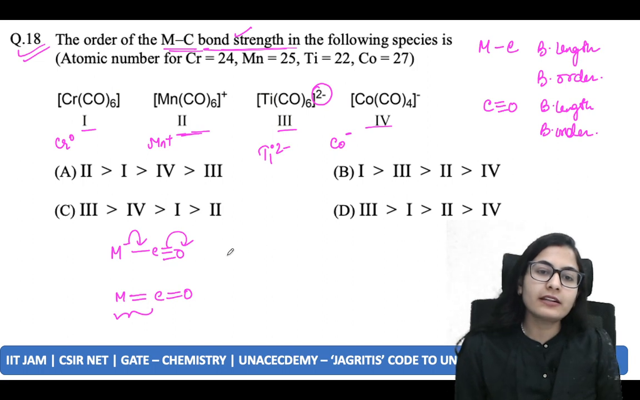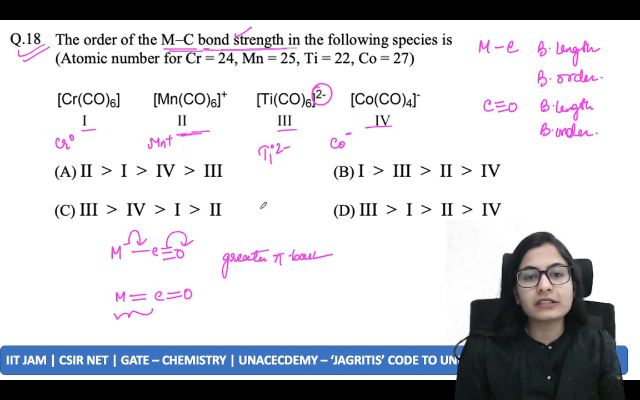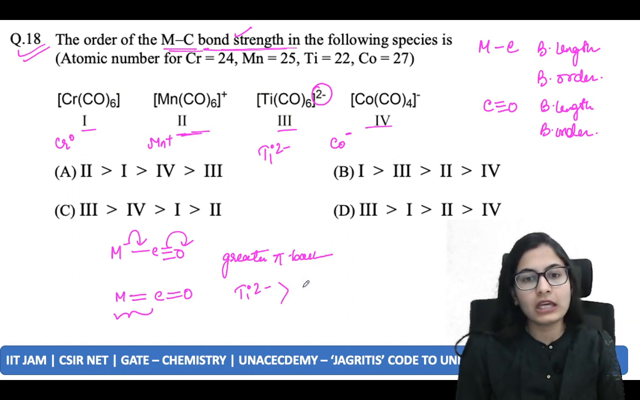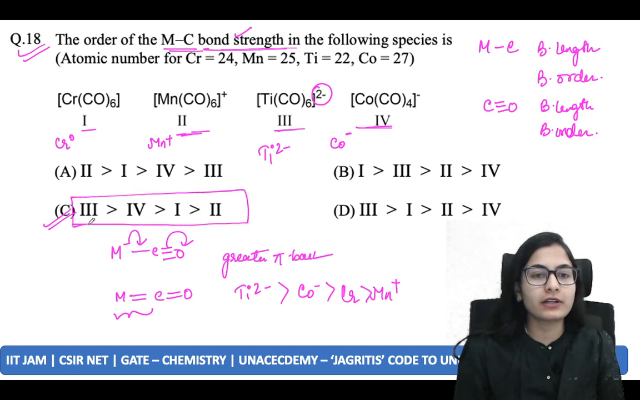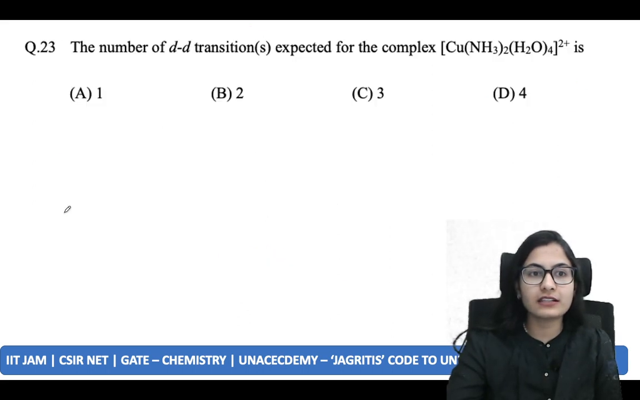So you will say greater the pi back bonding, greater is going to be the metal carbon strength, isn't it? So this is what you will say, metal carbon strength is going to increase when you have a greater negative charge on the metal. So it is titanium having the maximum metal carbon bond strength due to maximum pi back bonding. Then comes your chromium, and lastly comes your manganese like this. So your answer should be 3, 4, 1 and 2. 3 greater than 4, greater than 1, greater than 2. So this is your correct answer. The same concept is asked in GATE, and in CSIR NET as well.